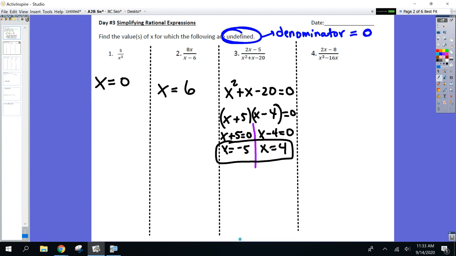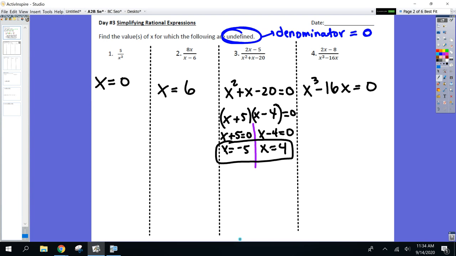Woo! Last one, number 4. What's going to make that undefined? I have no idea. I'm not going to guess and check, but I will take my denominator and set it equal to 0. Do not worry about the top.